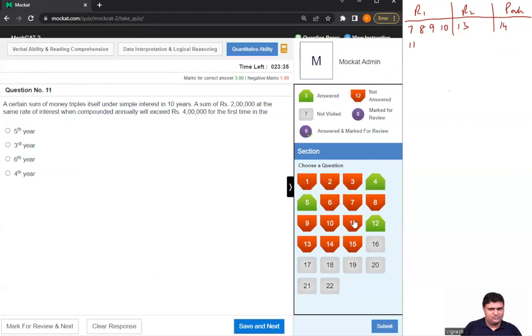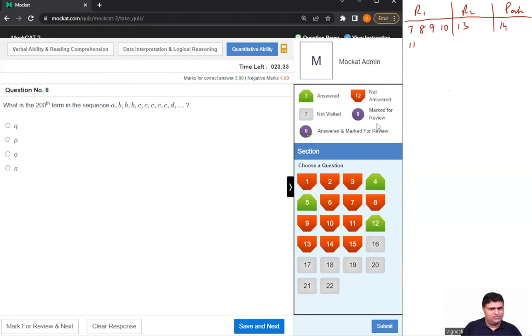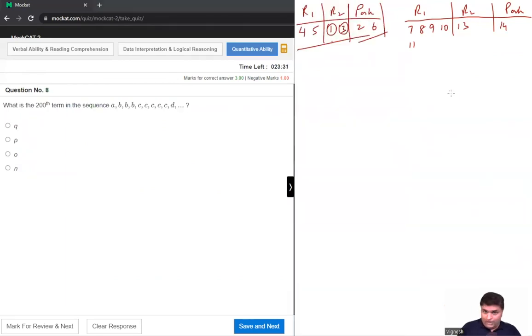A little better, no? Quick kills. Very often non-arithmetic. If you know the approach, you can quickly kill it and get the answer. So the 200th term in this sequence, what was it? A, there's only one term, 1 A. B, how many B's are there? 3. C, there are 5 of them. D, how many will be there? 7.